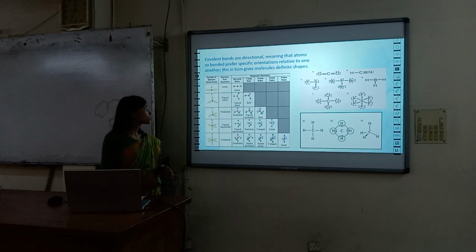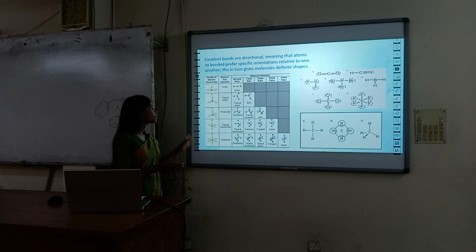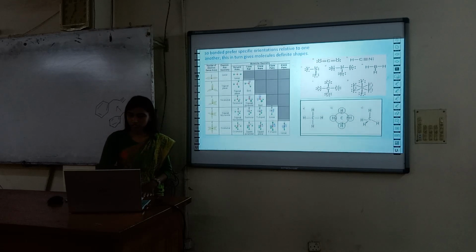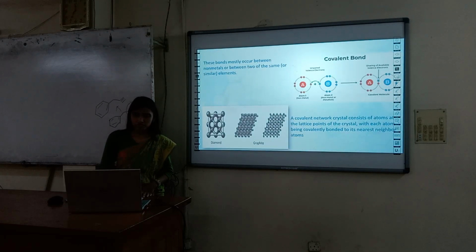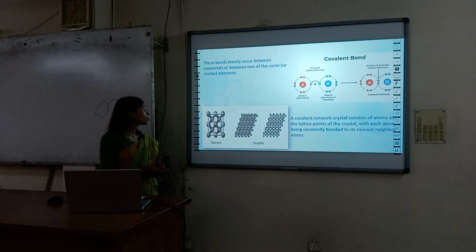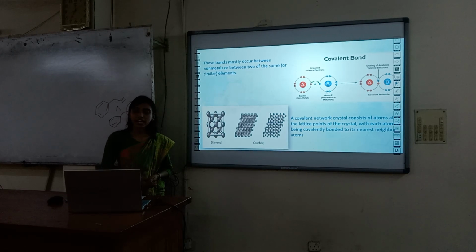And covalent bonds are directional, which means they give the molecules definite shapes like linear, trigonal planar, tetrahedral, etc. Here water is tetrahedral and carbon dioxide is linear. Covalent bonds mostly occur between non-metals and between atoms of the same kind.